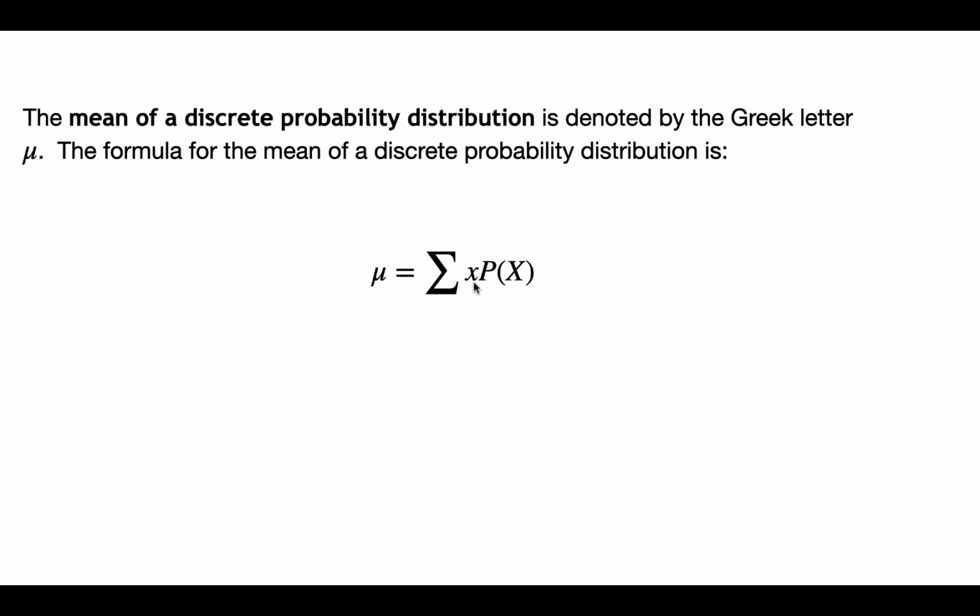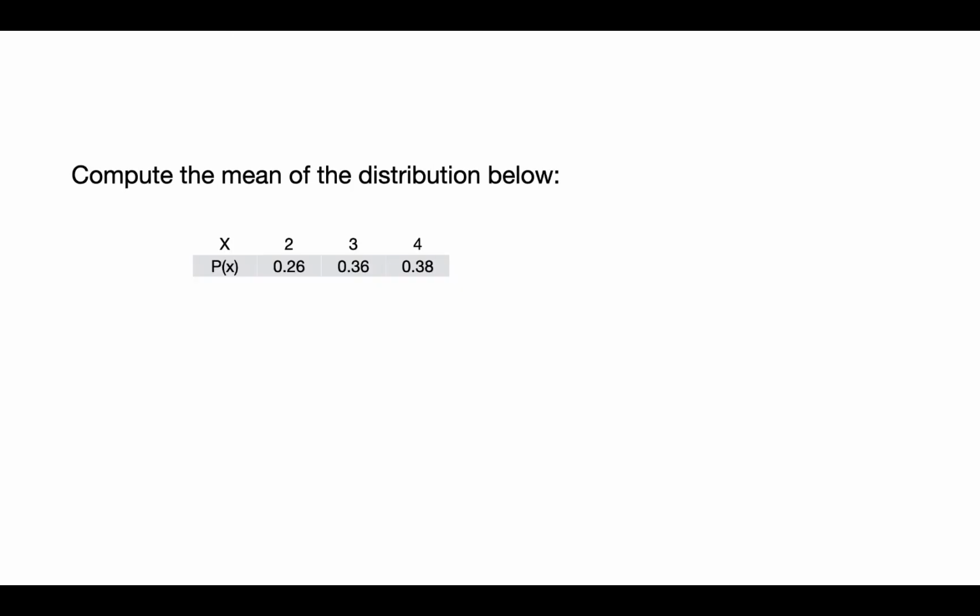But in this case, notice it says to take the random variable x, multiply it by its associated probability, and we're going to add those up. So let's see this in action. Here I just have this small table where x takes on the values 2, 3, and 4, along with their associated probabilities.